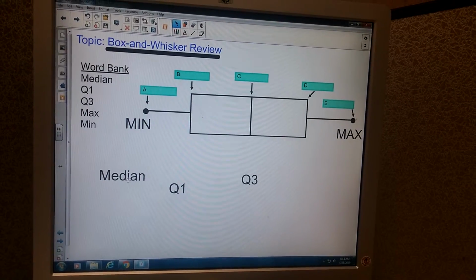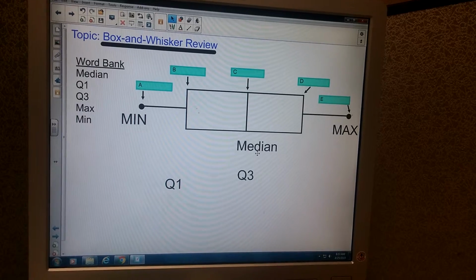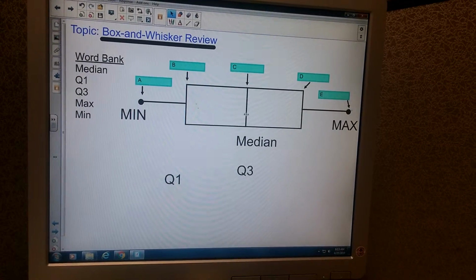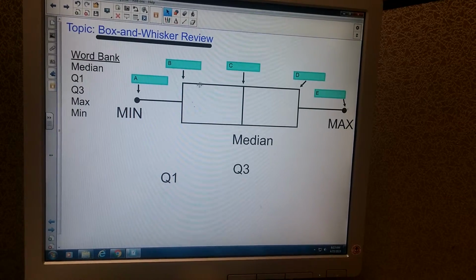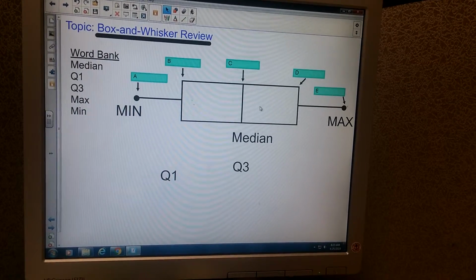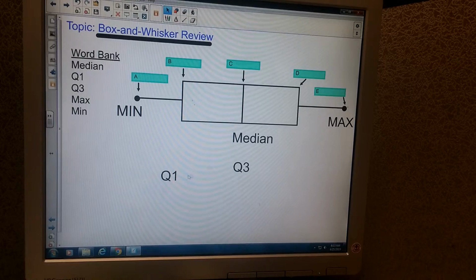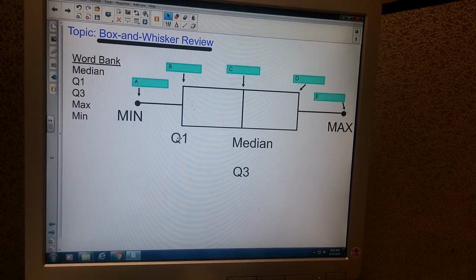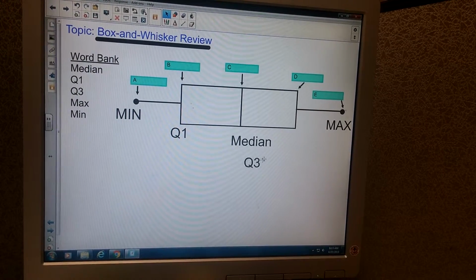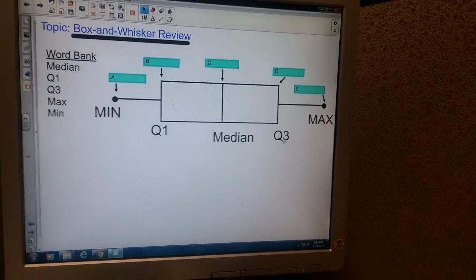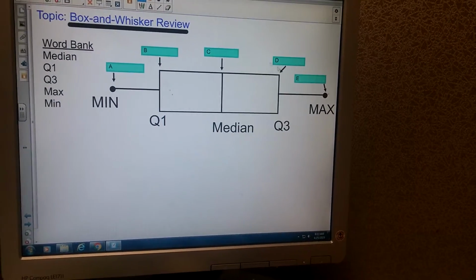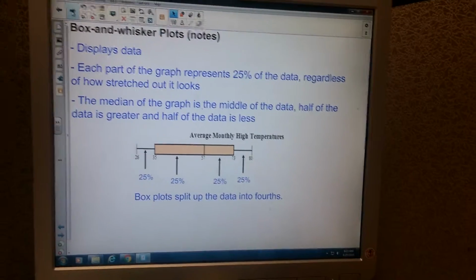The median is the line down the middle of the box. The median is shown right here, and that represents the exact middle of the data. Half of the data is less than the median, half of the data is greater than the median. Quartile 1 or Q1 and quartile 3 or Q3 make up the different parts of the box, and we will talk about what those mean on the next few slides.